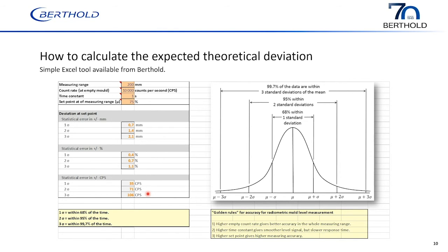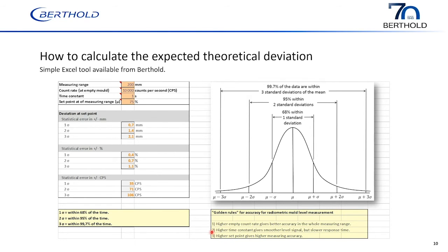I think it's probably wise again to stress the golden rules for high precision or accuracy for a mold level system. Again, the higher empty count rate you have, the better your precision will be. That means if you think that you do not have good enough precision in your mold level system, the easy way would be to use a new source or a more active source than you're currently using. That means with more counts.